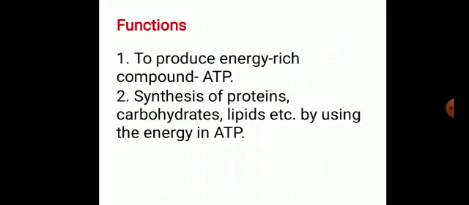Function of mitochondria is to produce the energy rich compound ATP. ATP is actually the energy currency note for the cell, an energy rich, energy giving compound, and it is produced by mitochondria. It is used for synthesis of proteins, carbohydrates, lipids, etc. by using the energy in ATP.